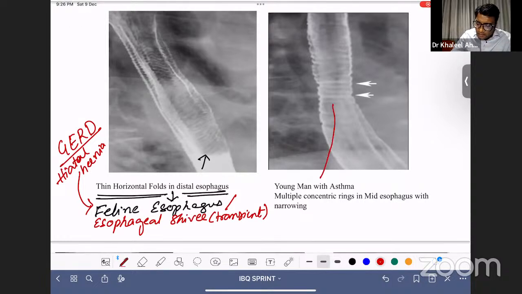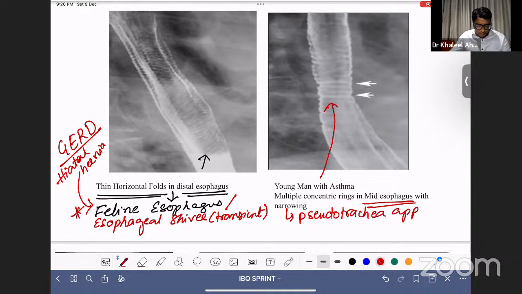There is a young male with asthma showing multiple constrictions in the mid esophagus. Feline esophagus is in the distal esophagus. But here you are seeing it in the mid esophagus, and you're seeing a constricted narrowing in the esophagus, giving a pseudotrachea appearance. Concentric rings giving a pseudotrachea appearance. Where do you see this? Very nice, Sana. This is a feature of eosinophilic esophagitis.